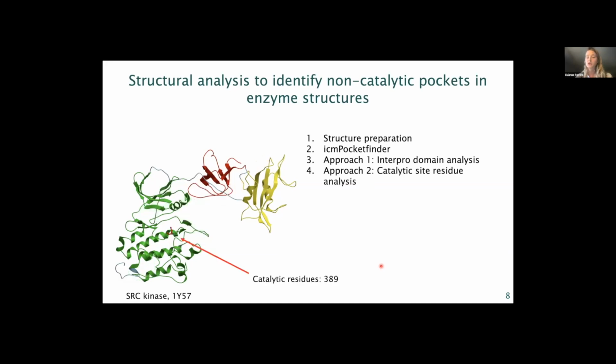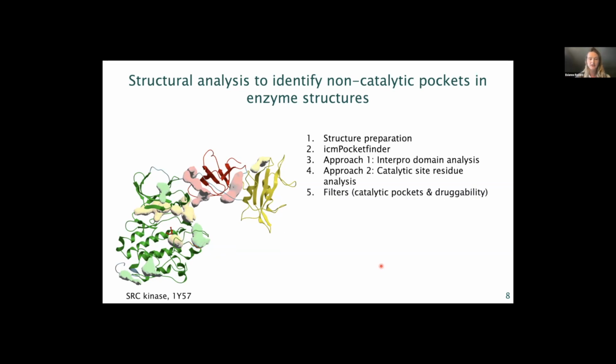The other approach was to look at the distance. So using databases that contain information about catalytic site residues, and then basically measuring a distance from these catalytic site residues to mark which pockets are very close to the catalytic site. Then based on filters, whether it's marked as a catalytic pocket or as a non-catalytic pocket, and also druggability, I'm left over with these pockets that were deemed non-catalytic by approach and also are druggable.